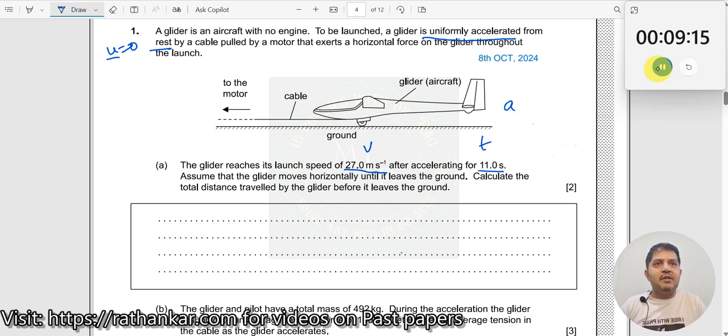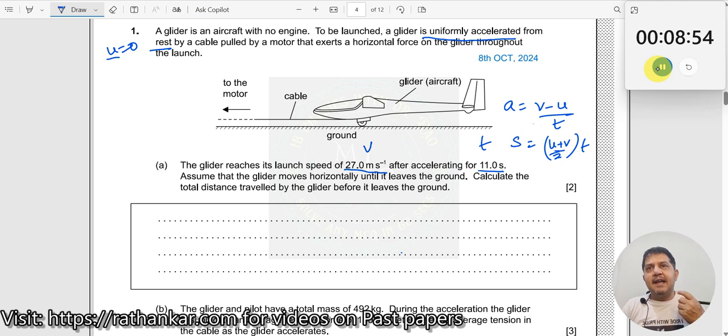We can find out the value of A using the formula V minus U divided by T. We can also find out the distance it travels from T equal to 0 to T equal to 11 seconds using these parameters, which is U plus V divided by 2 multiplied by T, average velocity multiplied by time, which you can use whenever the acceleration is constant.